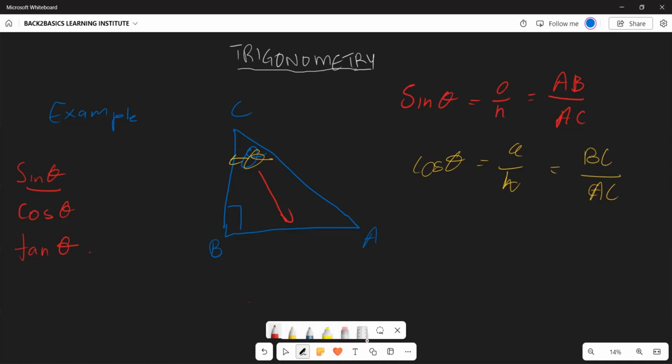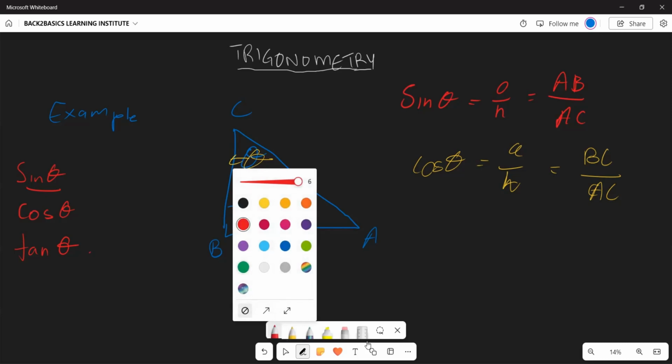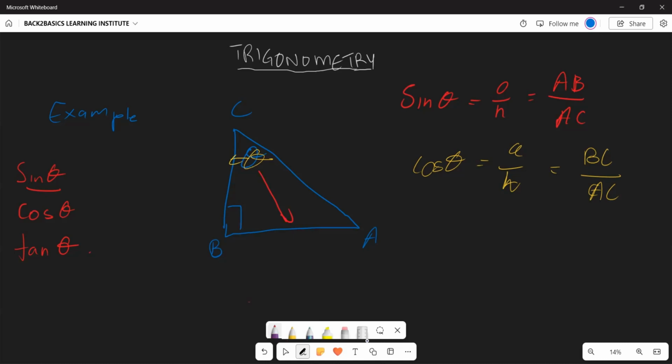Now, let's try and find out what is going to be the relation of your tan. Now, for your tan of theta, which one is going to give you the relation of tan of theta? Now, remember your theta is here. Remember tan of theta is given by what? It's TOA, which is opposite over adjacent. Now, which side is opposite?